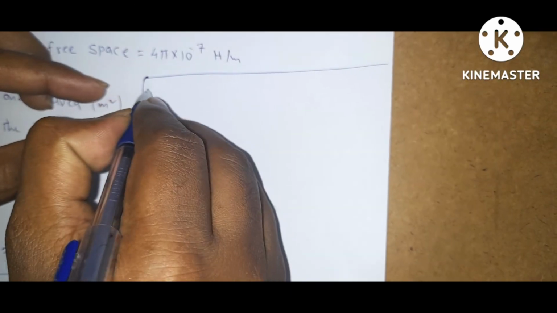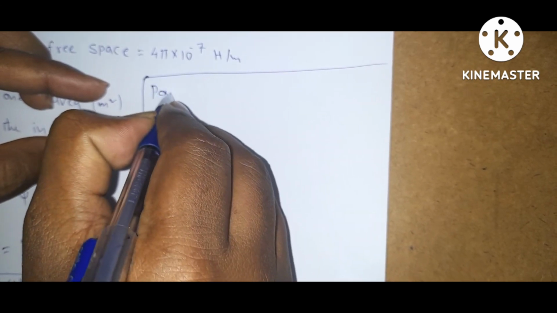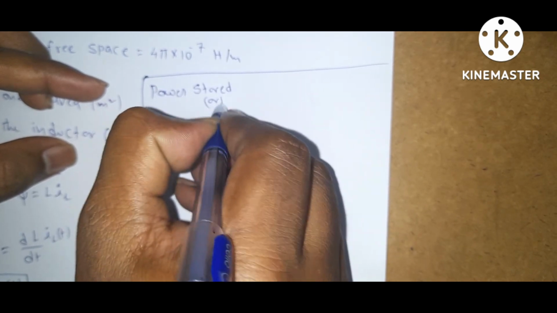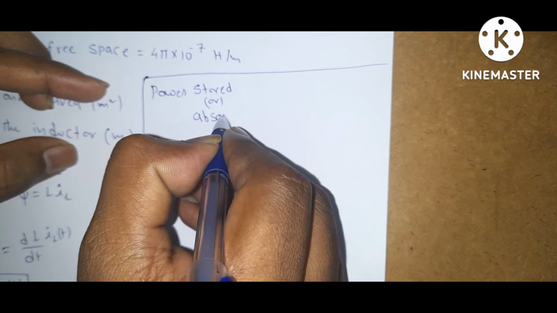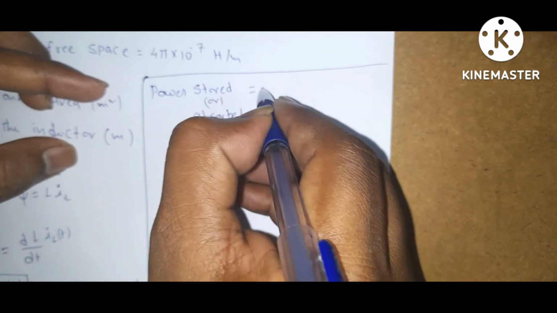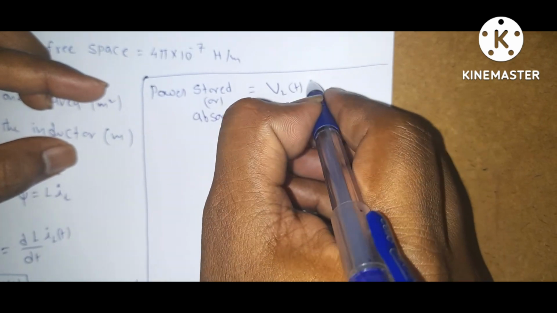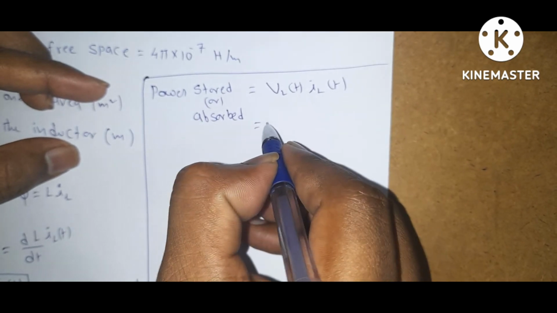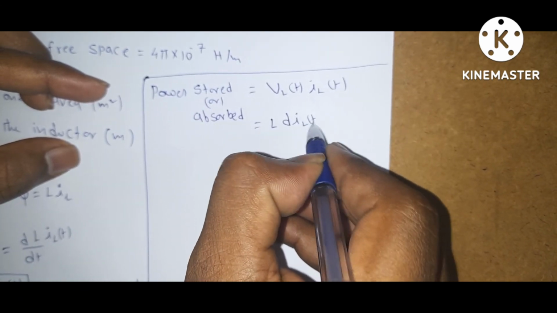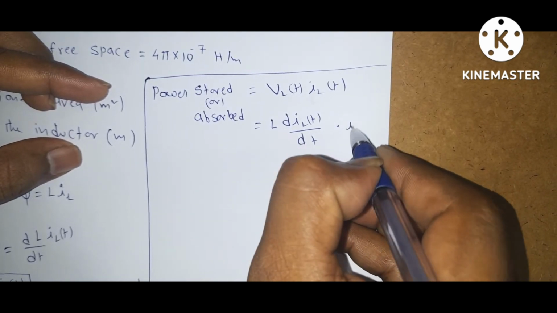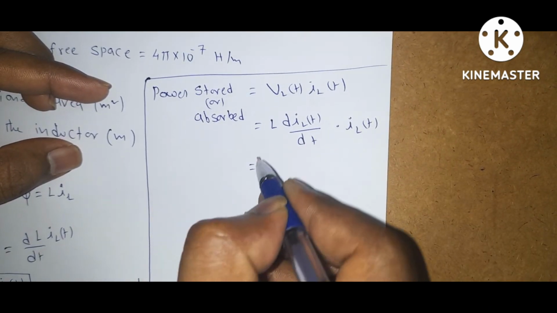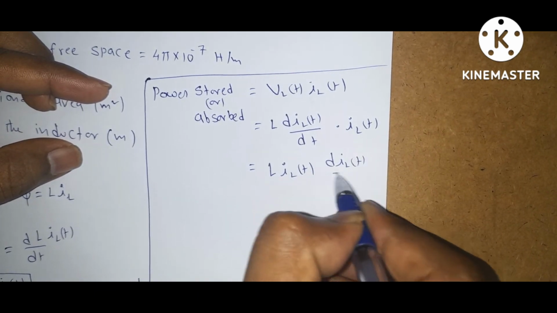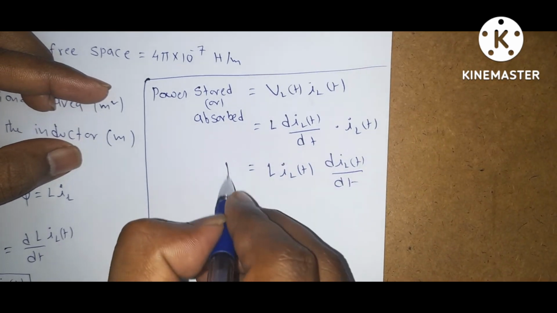Now the power absorbed by the inductor is equal to VL of t into IL of t. So P is equal to VI. So what is VL of t? L into dIL of t by dt into IL of t. So what is the power? L into IL of t into dIL of t by dt. This is the power.